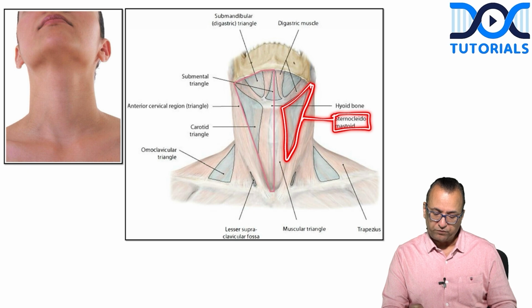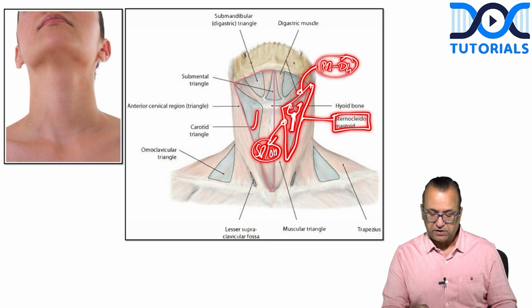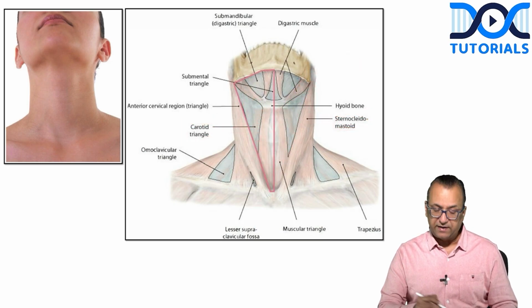Sternocleidomastoid and superior belly of omohyoid and posterior belly of digastric. And in the carotid triangle, you have the common carotid artery bifurcating into internal and external carotid arteries. So this is the carotid triangle, where you have the common carotid artery bifurcation inside it. So, giving you some basic idea.